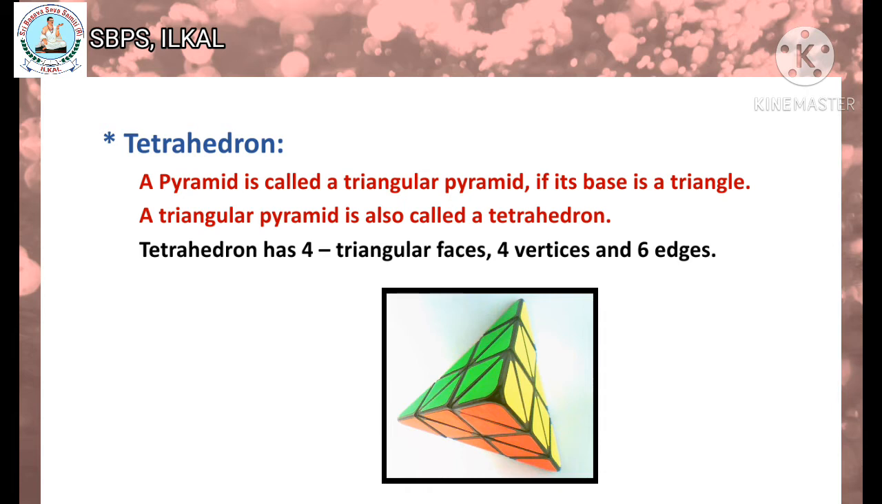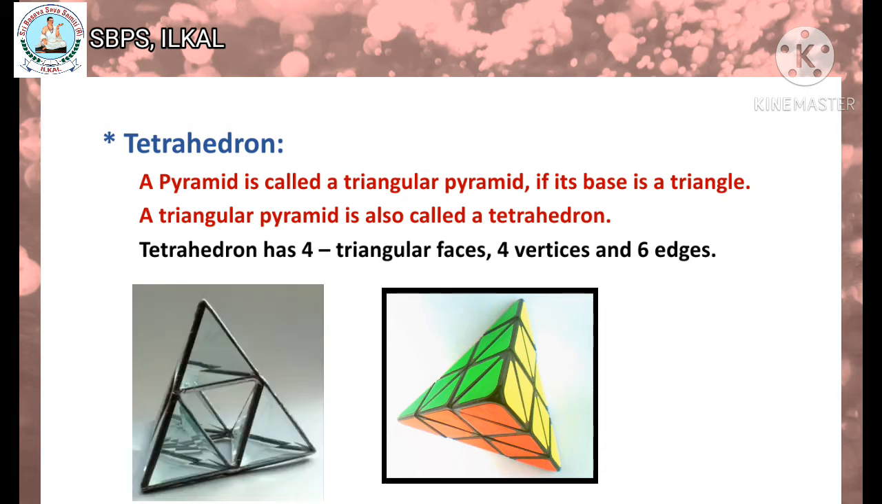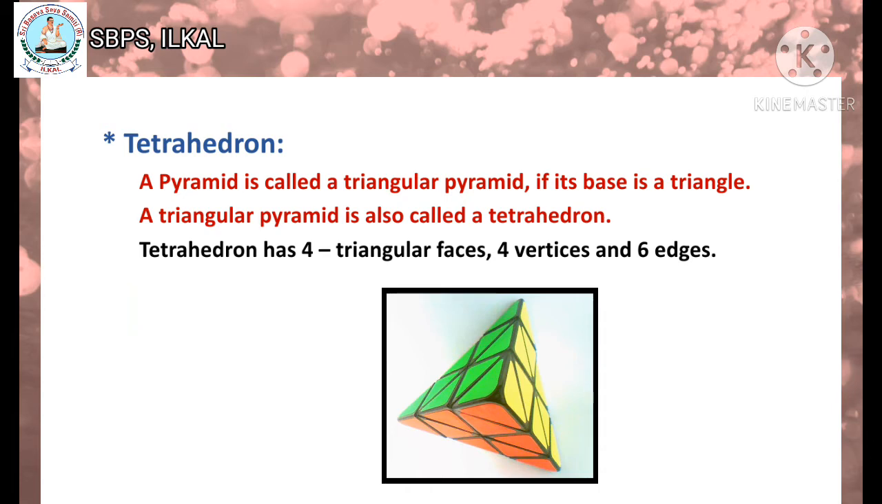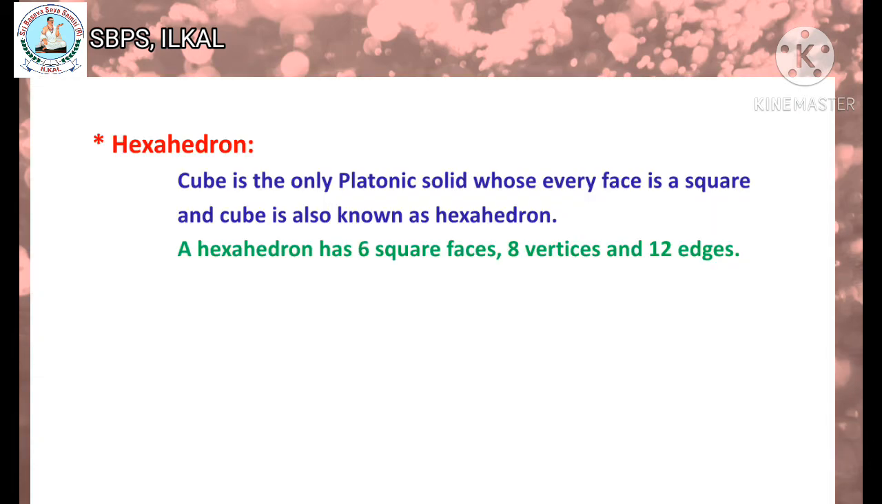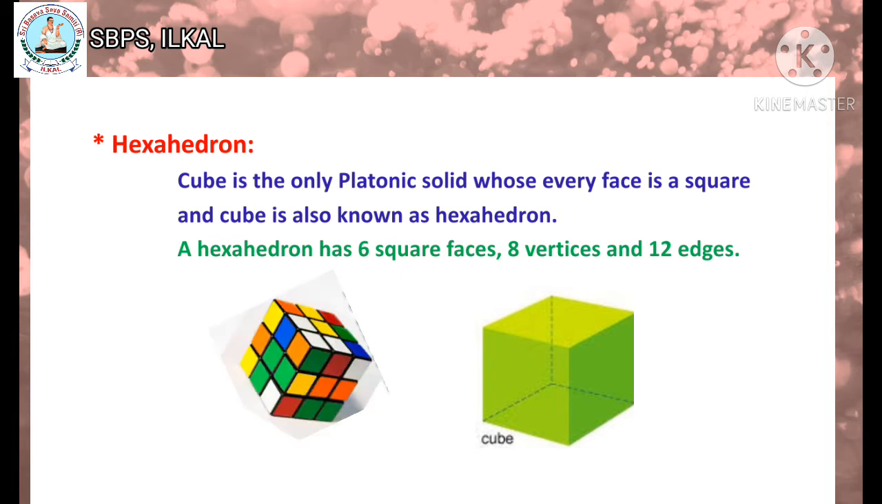The next point, that is tetrahedron. A pyramid is called a triangular pyramid if its base is a triangle. A triangular pyramid is also called a tetrahedron. Tetrahedron has 4 triangular faces, 4 vertices and 6 edges. The next point is hexahedron. Cube is the only platonic solid whose every face is a square and cube is also known as hexahedron. A hexahedron has 6 square faces, 8 vertices and 12 edges.